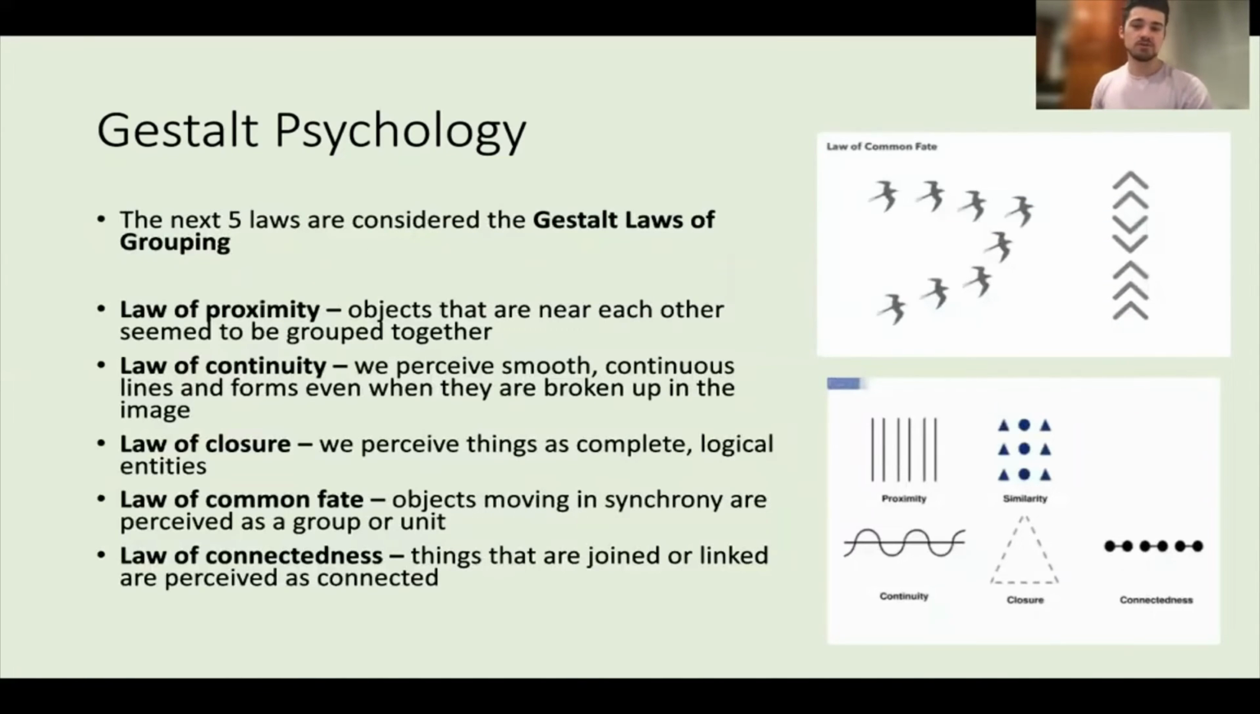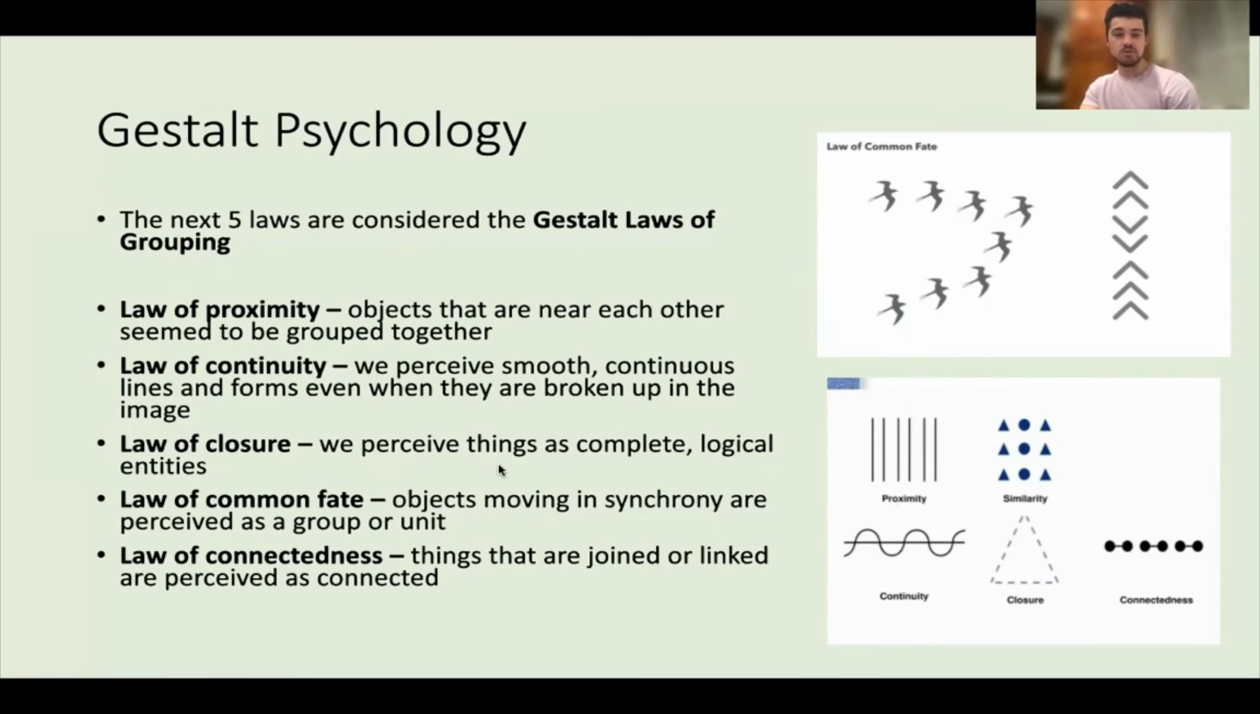And the next 5 laws are considered Gestalt laws of grouping. So the law of proximity, objects that are near each other seem to be grouped together. If you look at the bottom right, you see a bunch of lines. You don't really interpret them as individual lines. You interpret them as a bunch of lines that are creating a square, because they're in proximity, so we assume them to be grouped together.